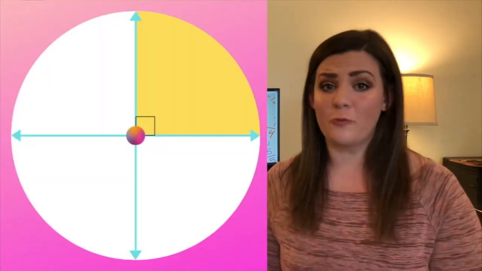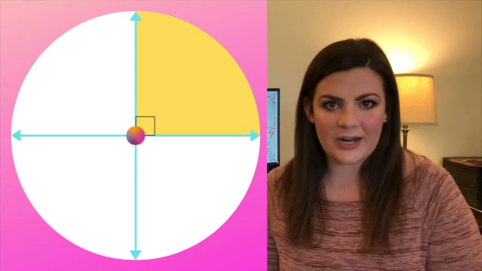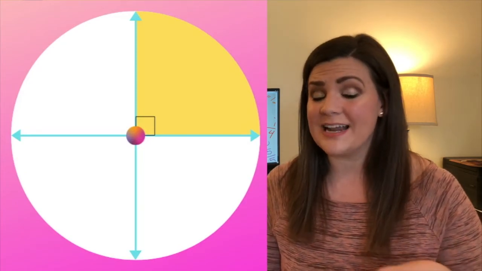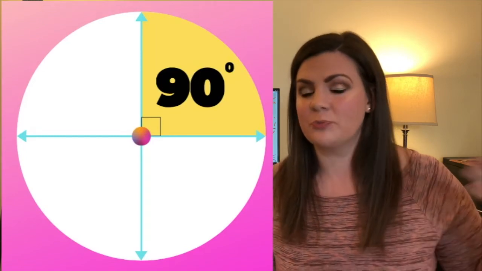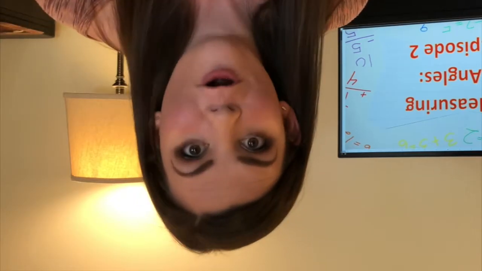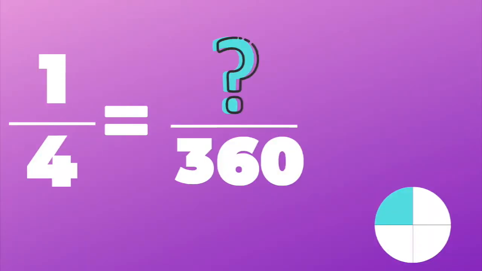Let's look at 1/4 of a circle. We know this is a right angle, which we found out means it has a measure of 90 degrees. But what if we didn't already know that? Could we still prove that it's 90 degrees? Why, of course! Let's first take 1/4. We're gonna set it equal to something over 360.